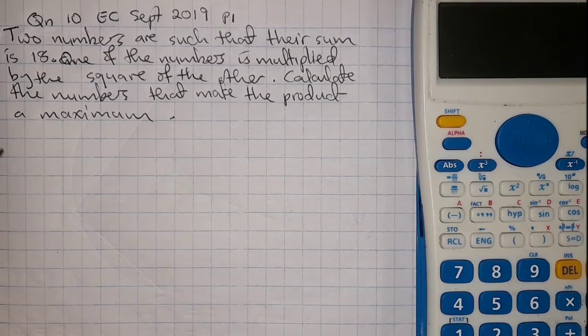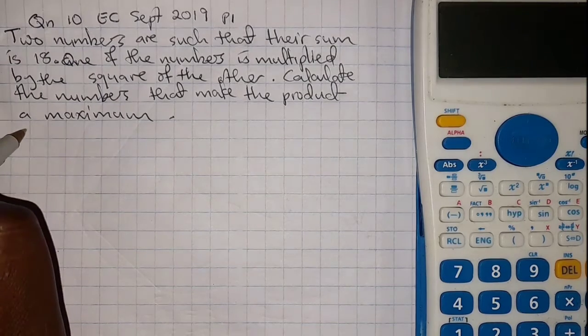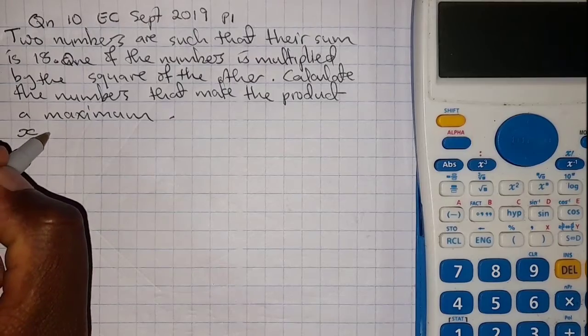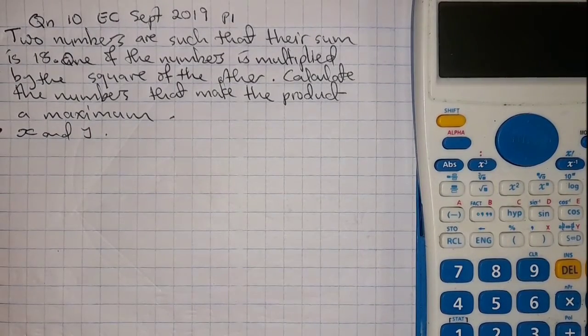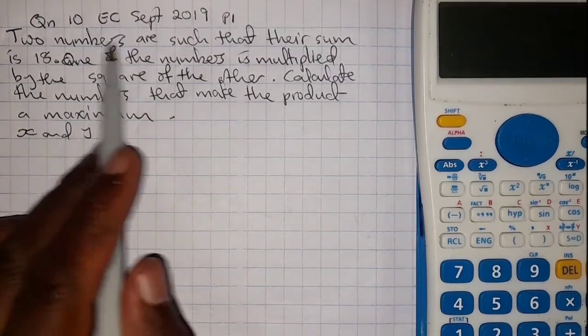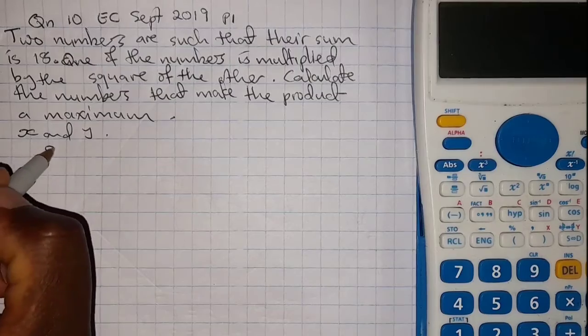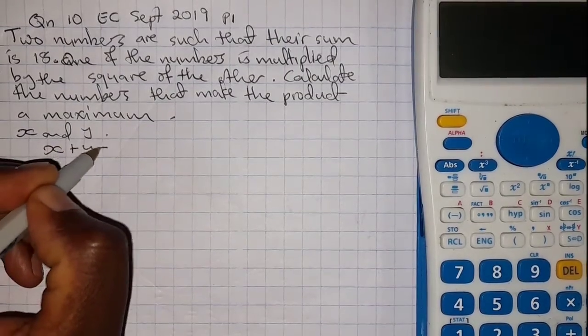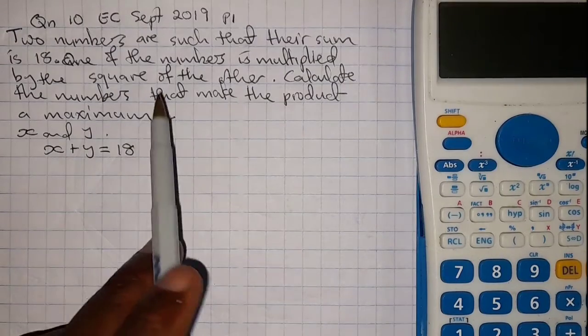So the first step here, since we do not know the numbers, we tentatively say the one number is x and the other number is y. And then from the first statement, the sum of these two numbers, x and y, is equal to 18.